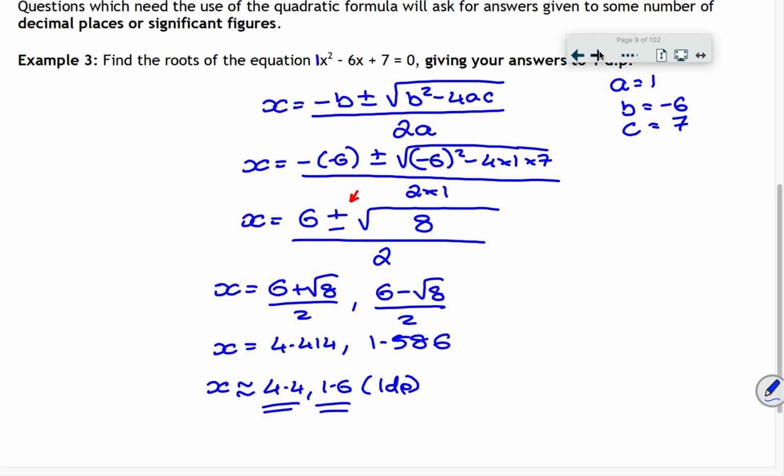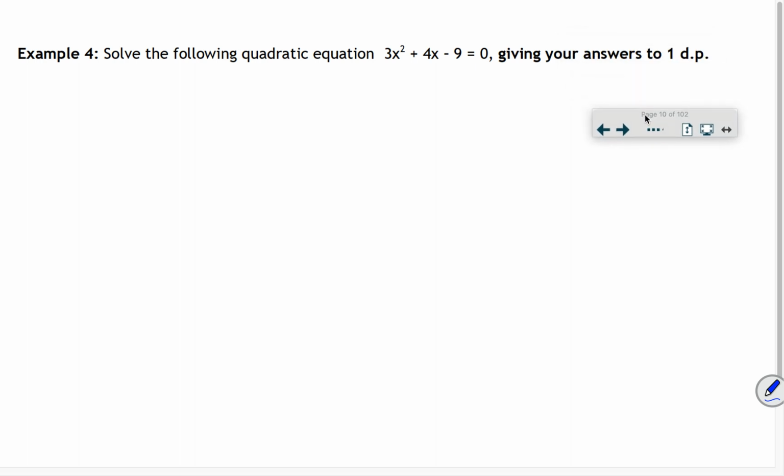Example 4. Solve the following quadratic equation, 3x squared plus 4x minus 9. Give me your answers to 1 decimal place. So again, write down your values of a, b, and c. So a is equal to 3, b is equal to 4, c is equal to minus 9.